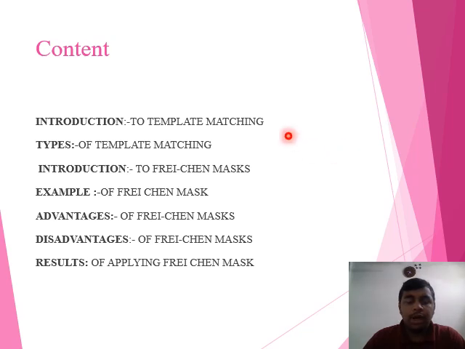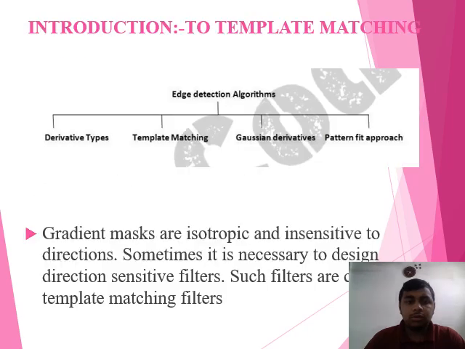In that template matching algorithm, this is the content of what we are going to learn: introduction to template matching, types of template matching, introduction to Frei-Chen mask, example of Frei-Chen mask, advantages and disadvantages of Frei-Chen mask, and results of applying the Frei-Chen mask. These are the contents which we are going to see now. So, introduction to template matching.